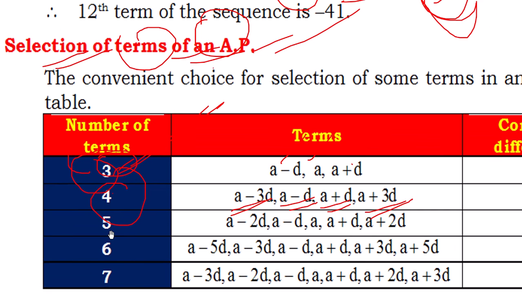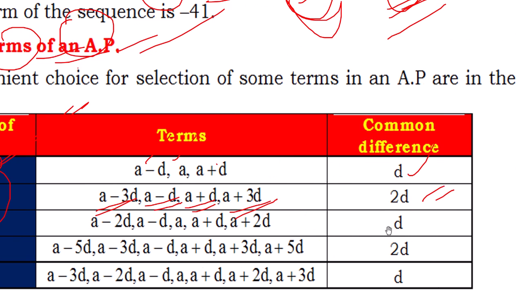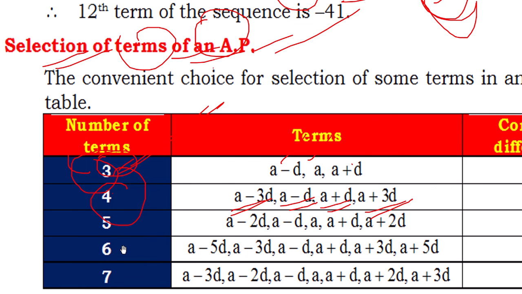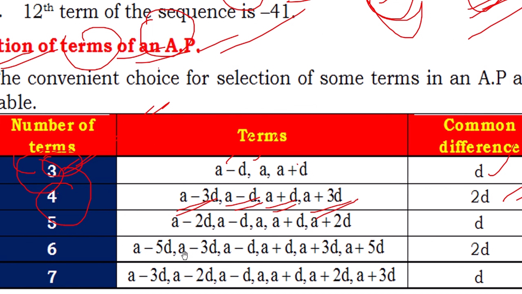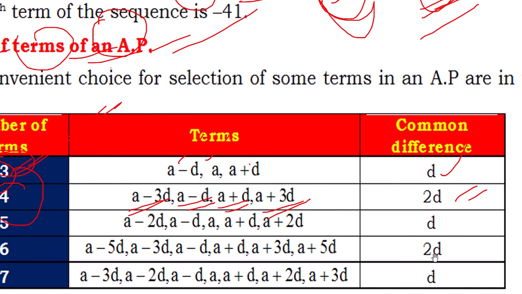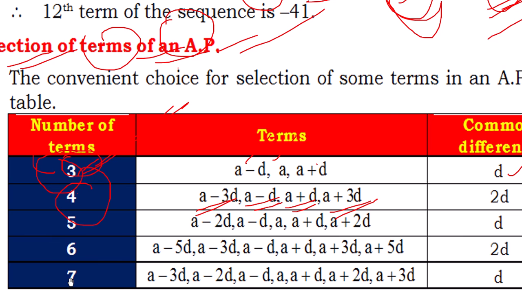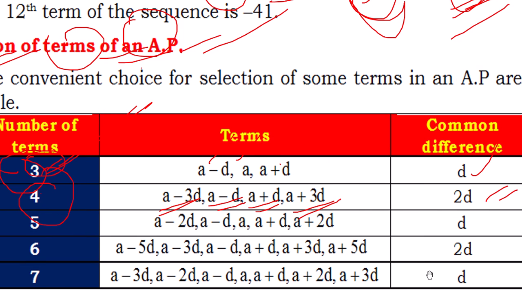If you want 5 terms, we can take the terms as a minus 2d, a minus d, a, a plus d, a plus 2d. The common difference is d. If you want to take 6 terms, a minus 5d, a minus 3d, a minus d, a plus d, a plus 3d, a plus 5d. We can take it like that. The common difference is 2d. If you want to take 7 terms, a minus 3d, a minus 2d, a minus d, a, a plus d, a plus 2d, a plus 3d. The common difference will be d.